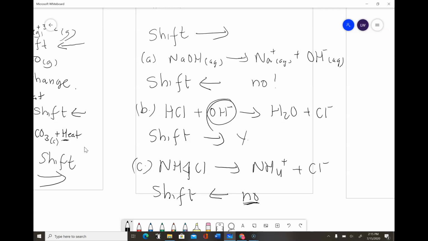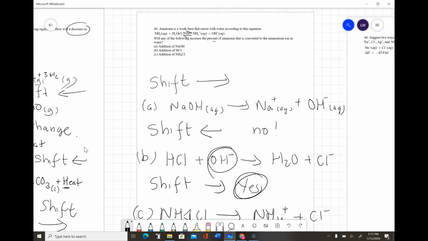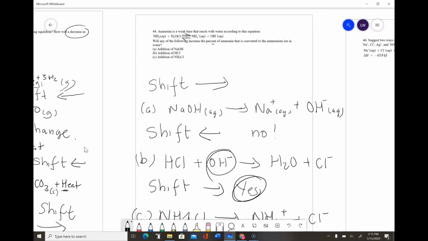So the only one that is going to cause an increase in the number of moles of ammonia that react with water is B, and the reason that happens is because the HCl reacts with the hydroxide ion, removing it, and then the system moves to the right to replace those hydroxide ions that were consumed.